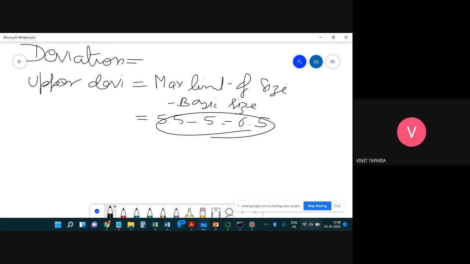Excuse me, sir. Yes. Sir, what do you mean by maximum limit of size? Is it basic size plus positive tolerance? Yeah, right. For a shaft, you can say the maximum size is the basic size plus whatever the tolerance is. So include the tolerance in the basic size and that will give you the maximum size. Then sir, upper deviation is tolerance only.